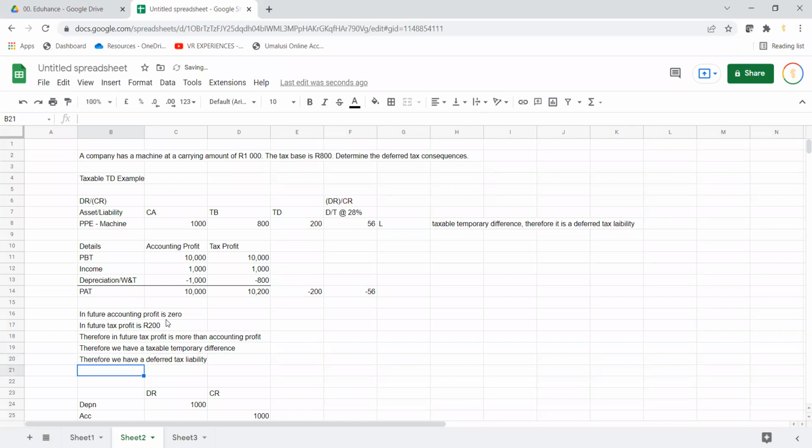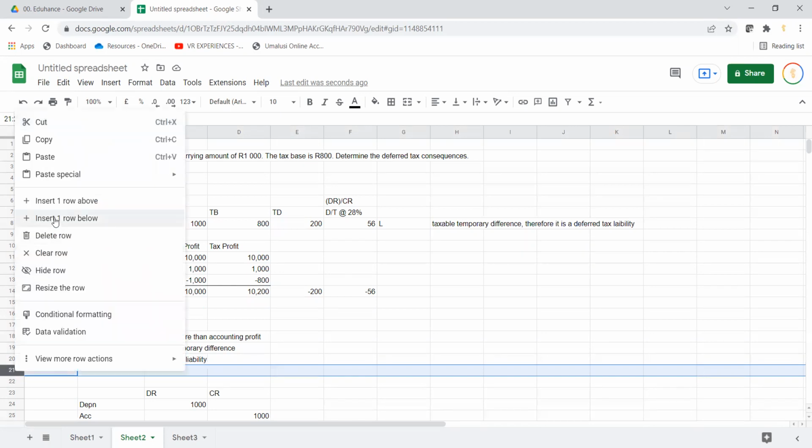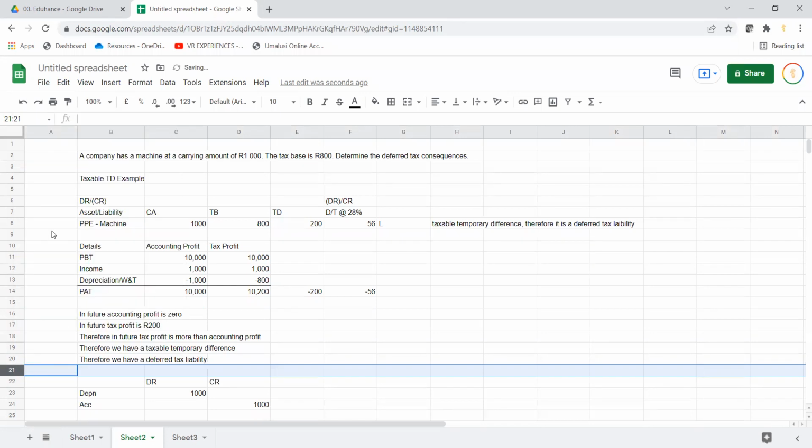Remember, to recognize a deferred tax liability, you must have a taxable temporary difference. To recognize a deferred tax asset, you must have a deductible temporary difference. So let's go on to deductible temporary difference. So for a deductible temporary difference, we see the questions I wrote out for myself.